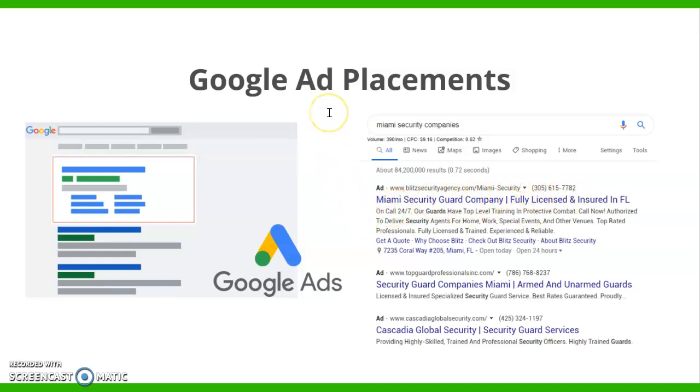Now, like I was saying before, guaranteed Google is above Google ads. It's an ad, it's an ad, it's an ad. But when you think about the way Google is changing and the Facebook algorithm is changing, look at how many Miami security companies there are, 84 million.